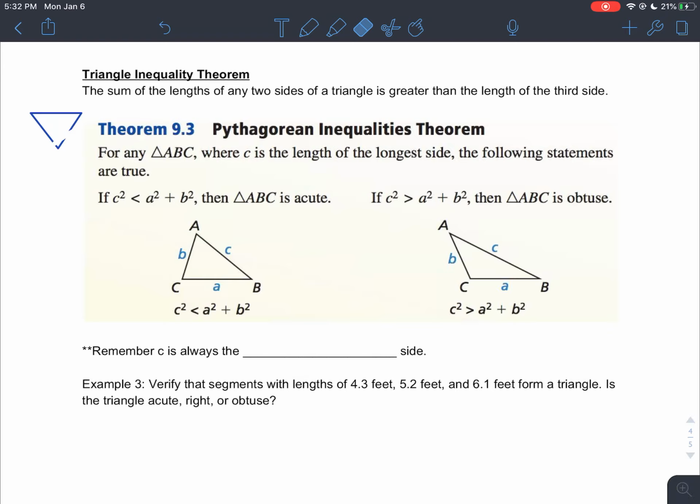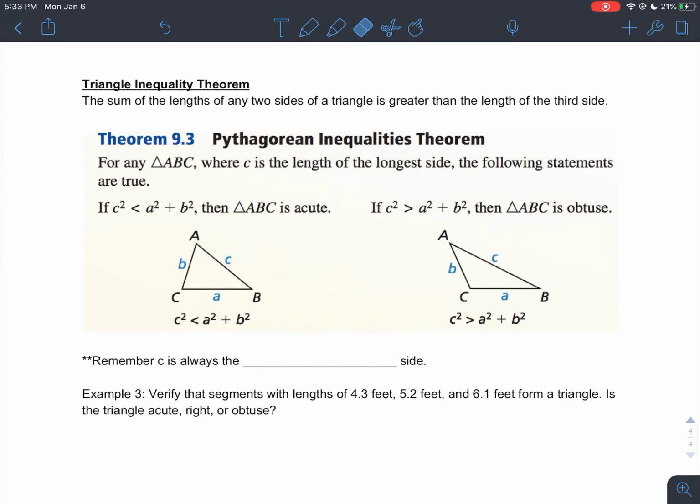Then the Pythagorean inequalities theorem. This is why I've been saying, hey guys, put the c squared on the left side. The Pythagorean theorem says that if a triangle is a right triangle, then c squared equals a squared plus b squared. Or if c squared equals a squared plus b squared, then we know that the triangle is a right triangle.